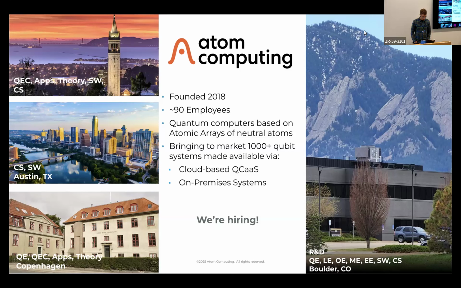We're based out of actually several places now. We have an office in West Berkeley. You can almost see us here. That's the cluster of our error correction, applications, and theory people. Most of our, or I guess all of our quantum hardware is based out of Boulder, which you can kind of see on the right there. And we actually have offices in Austin too, a small one, and just recently opened one up in Copenhagen, Denmark.